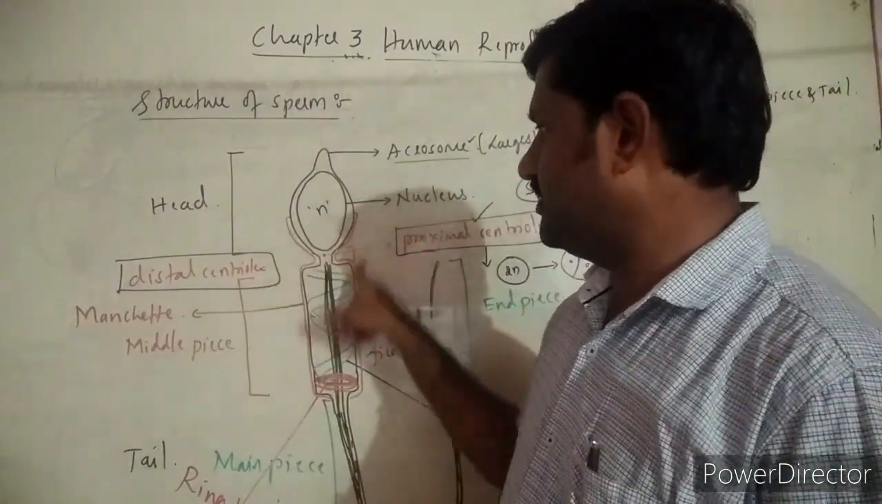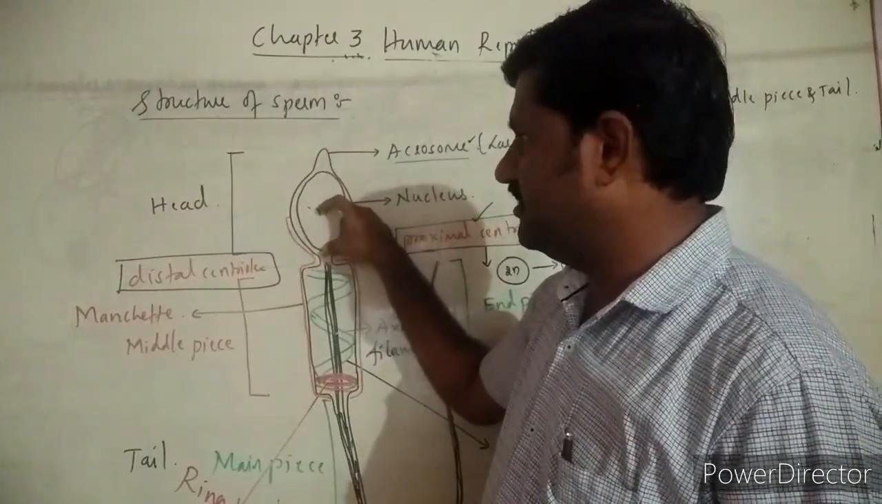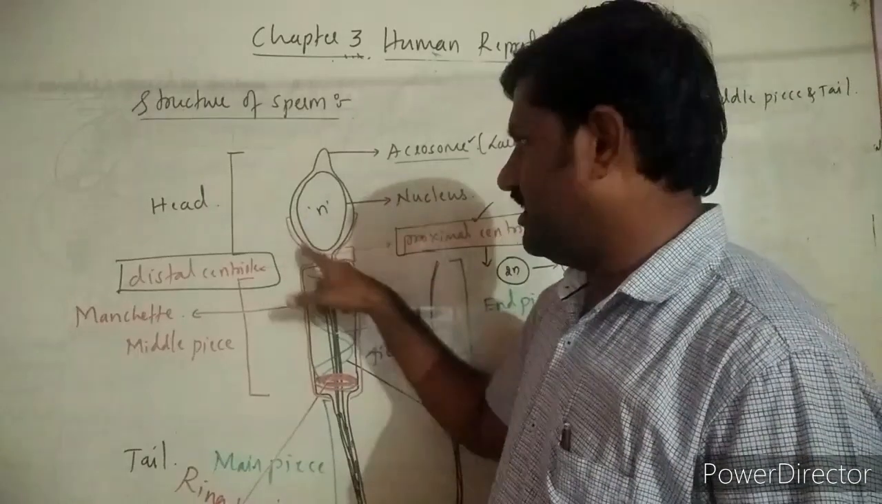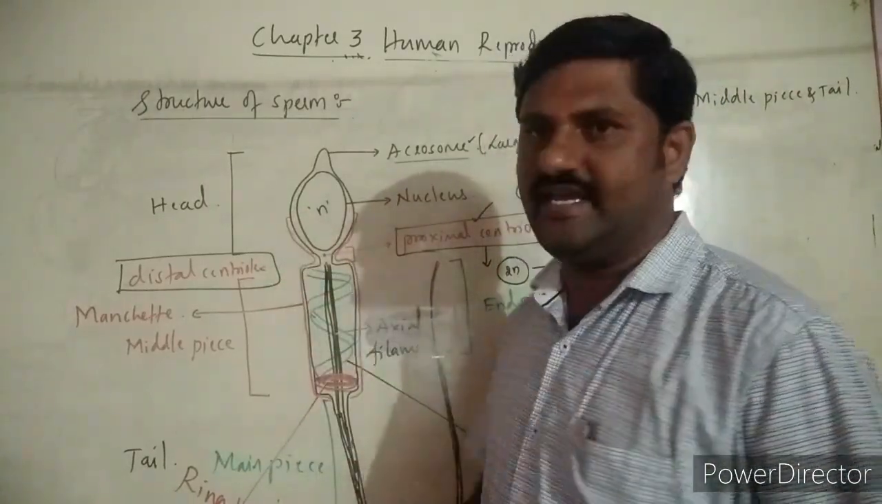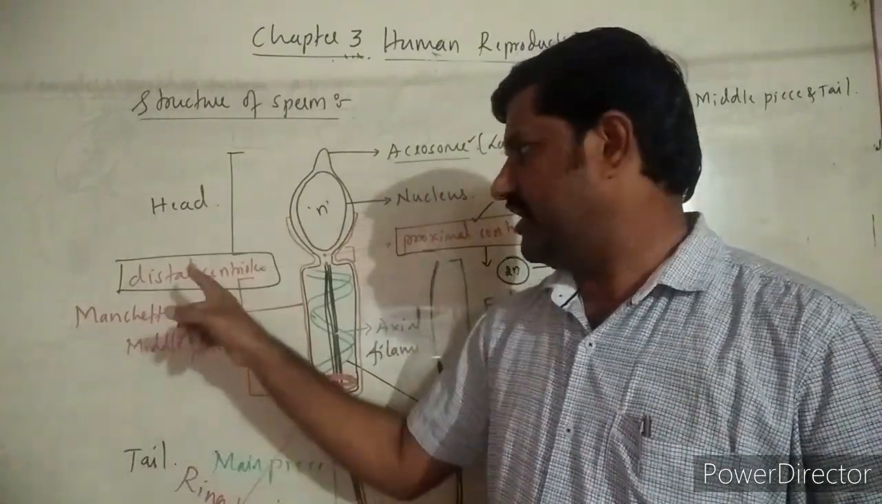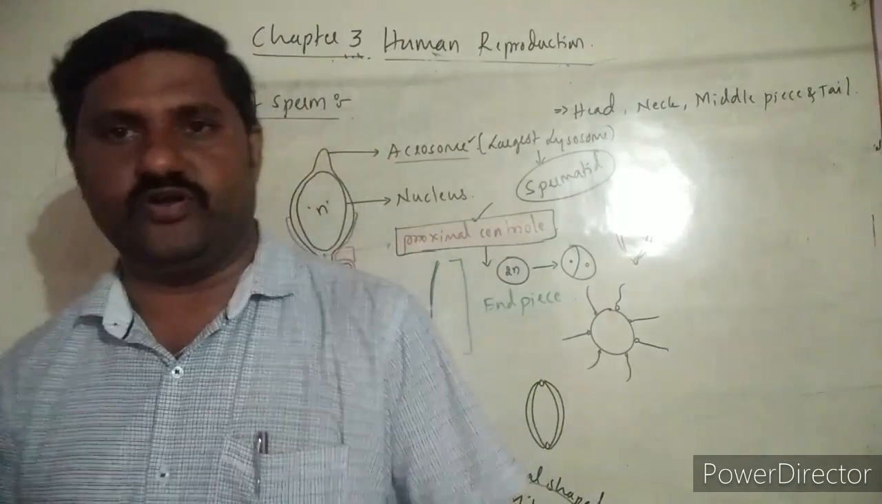This is a special sheath that covers the remaining half portion of the nucleus part, or the half portion of the head part, as well as the middle piece, and that sheath is called what? Manchette, right? This is a more important point to be noted.